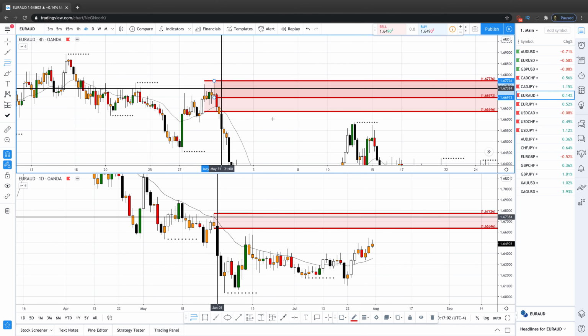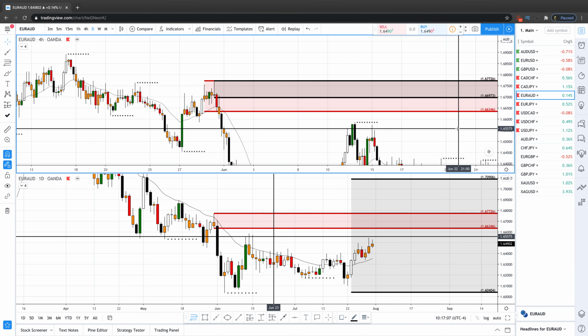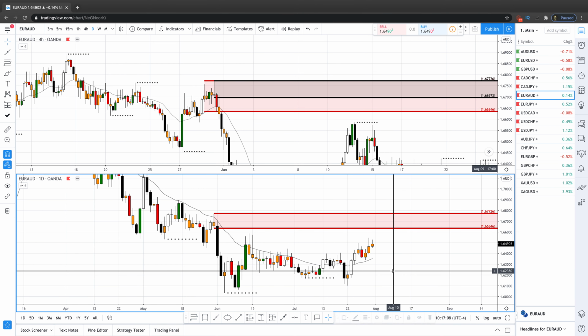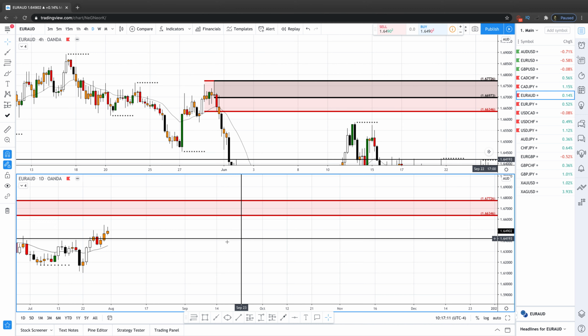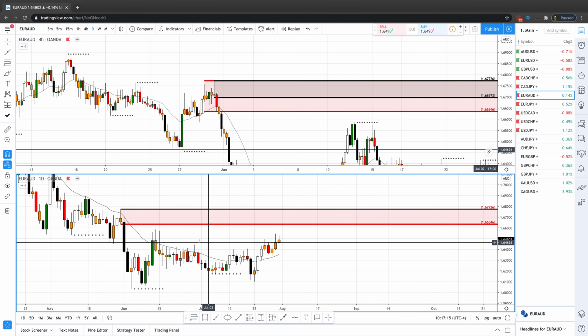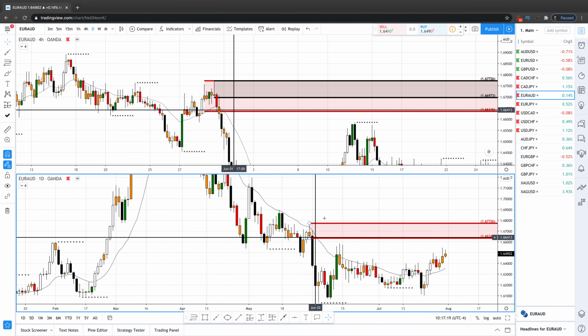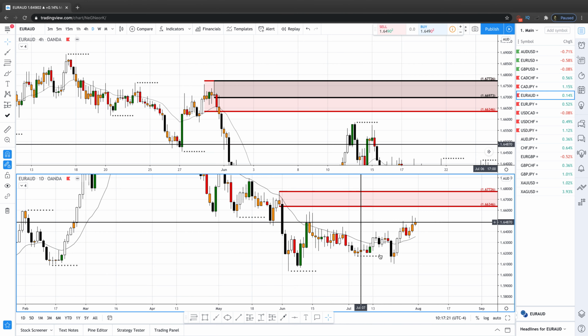Kind of got a level at the extreme right here. Whoa. And you know what? I don't mind that. I don't mind this area. Took out this low, took out a lot of stops. So I definitely like that area. You know, we were due for a pullback.